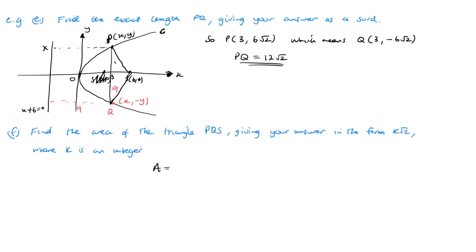So area equals a half times base times height. So that is 6 root 2 times 3, 18 root 2. And there we come to the end of this problem.